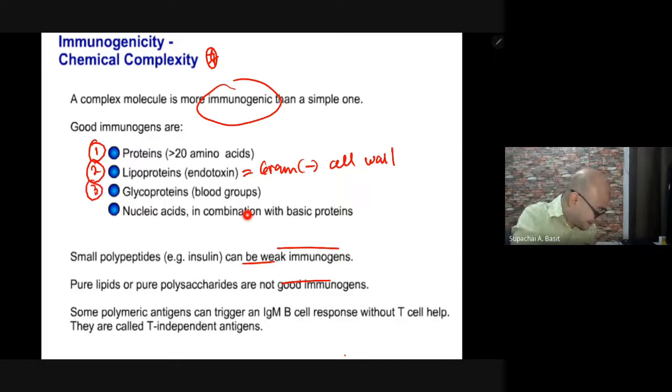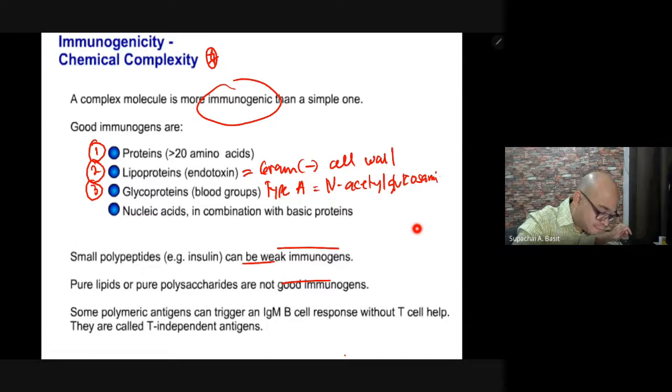Then another good immunogen is glycoproteins. So glycoproteins are combinations of carbohydrates and proteins. So carbohydrates and proteins are the ones that can be found in our blood group. For example, the carbohydrate sugar in type A blood is called N-acetylglucosamine. If you're type A, the sugar is called N-acetylglucosamine. Okay, so that is for the type A blood.